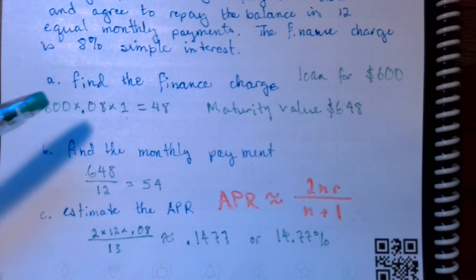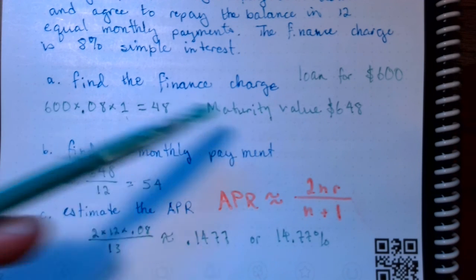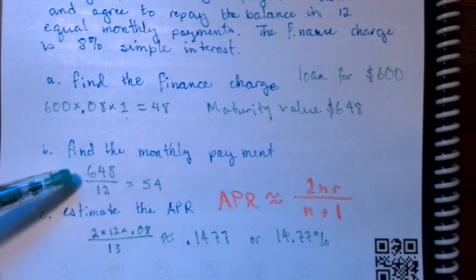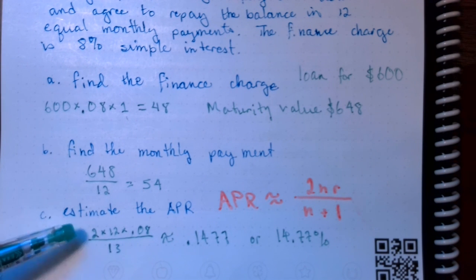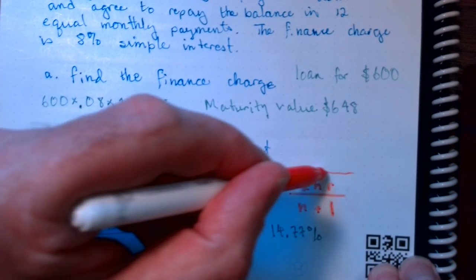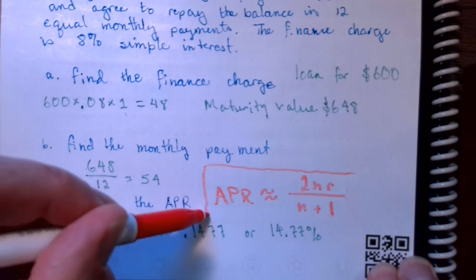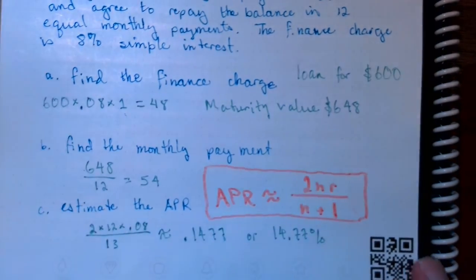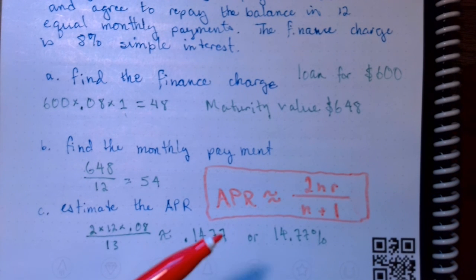So we got three things here. Finding the finance charge, that's just a simple interest calculation. Finding the monthly payment, that's dividing up the maturity value. And estimating the APR, this uses a new formula. So we're not going to worry about where that comes from for right now. We'll just use it as needed. This formula is for estimating the equivalent APR when you are dealing with a simple interest loan.